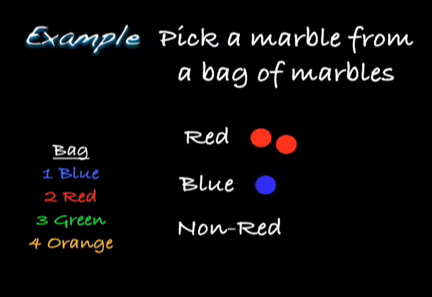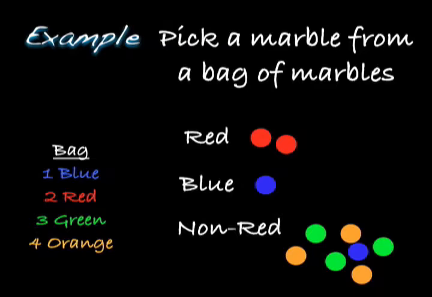We can define an event as picking a non-red marble. Now notice, blue is not red, green is not red, and orange is not red. So all the marbles associated with those colors are not red. The 1 blue, then green, another green, another green. That's the three green marbles. Then 1, 2, 3, and 4 orange marbles. All of these marbles are not red.